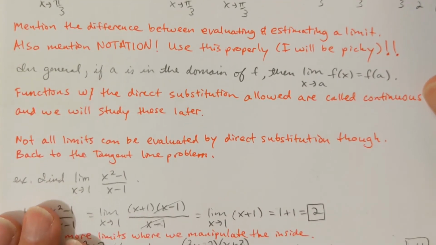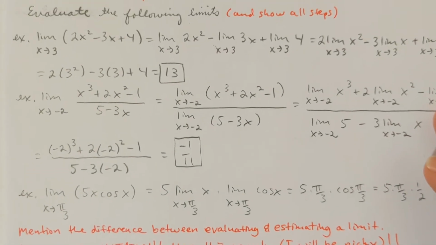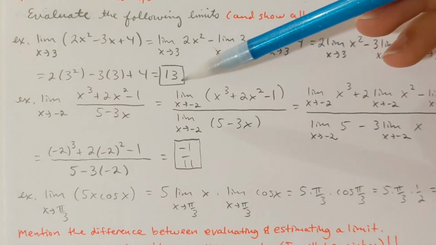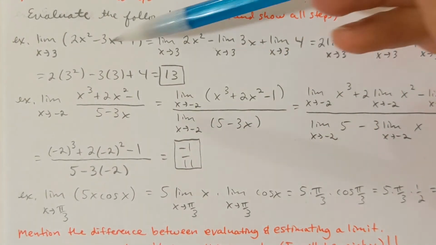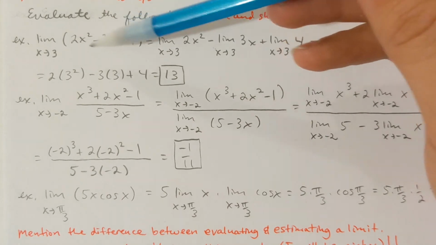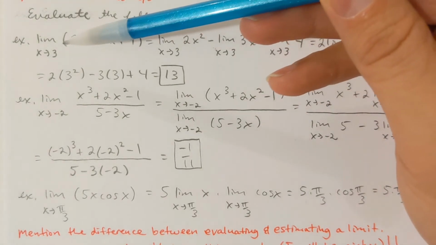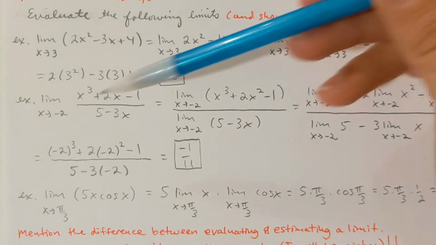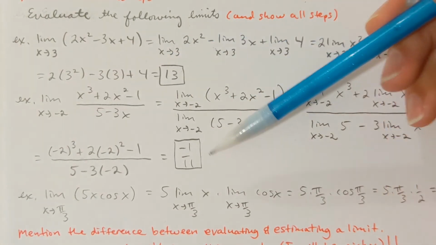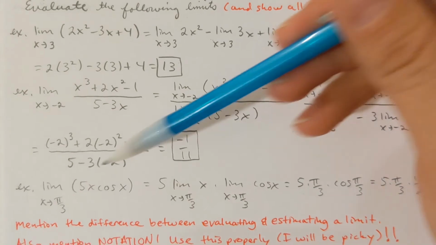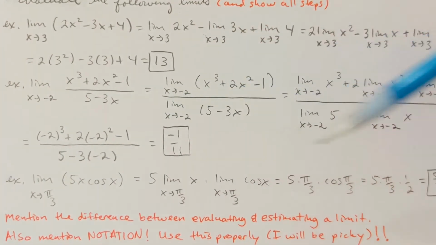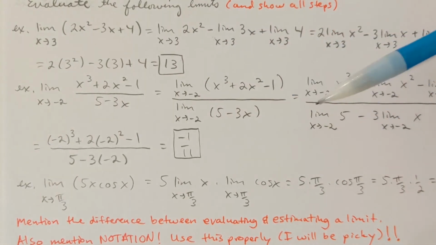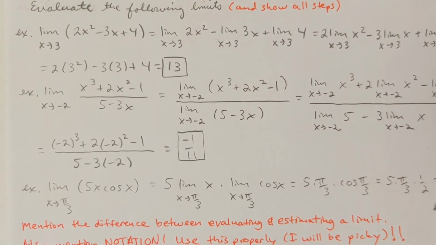All right, now you'll notice another thing about these problems here. It looks like all I've really done on these examples is plug the a value into the function, right? If I just plug 3 into this expression here, I get 13. If I just plug -2 into this expression here, I get -1 over 11. If I just plug pi over 3 into this expression, I get 5 pi over 6. Yeah, I agree. That's all we're doing, okay?